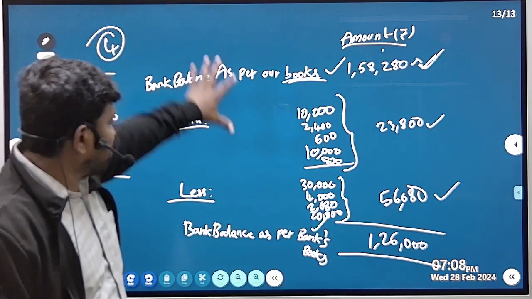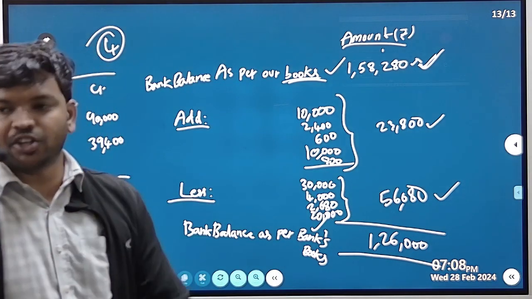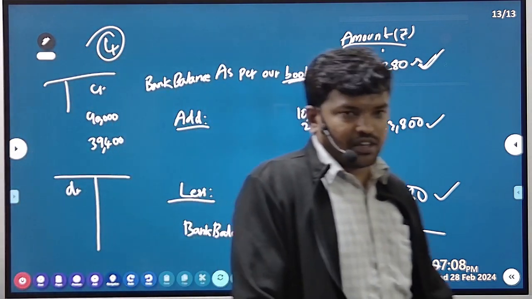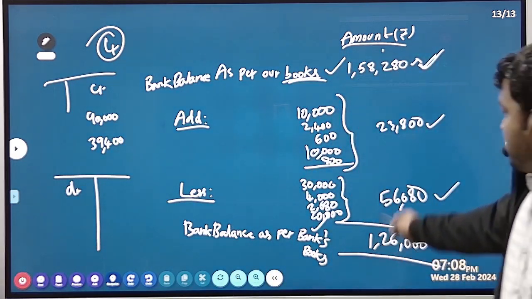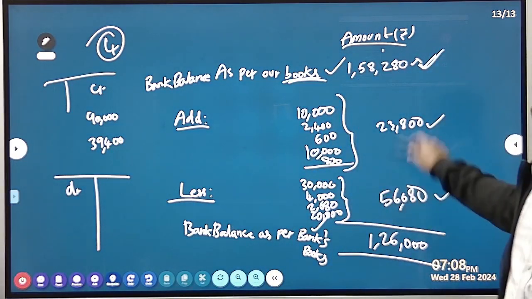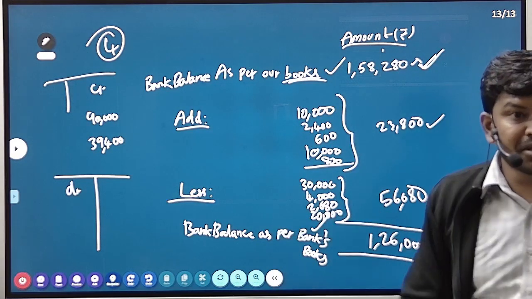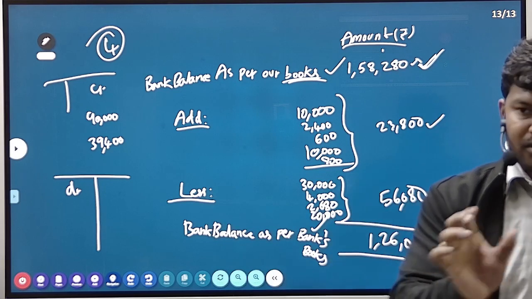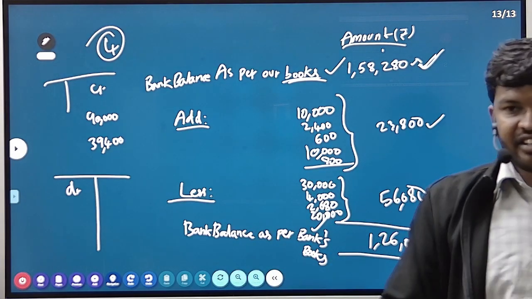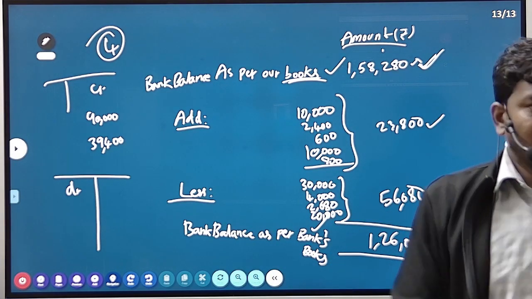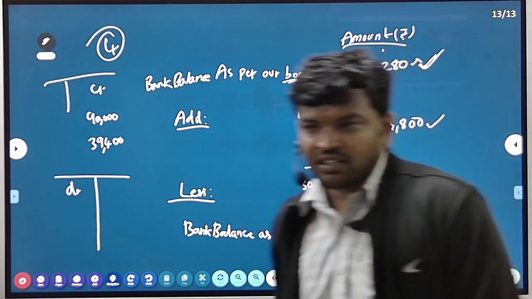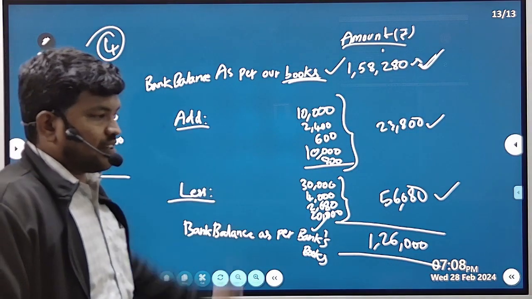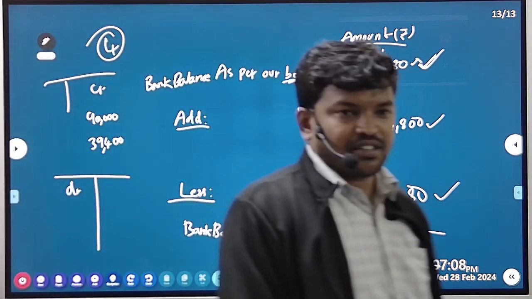As an accountant you have to prepare this BRS and give it to the auditor. Auditor will check this BRS. Suppose if there is any mismatch, he will write in the audit report, so and so amount is unreconciled, chances of fraud. Understood? So this is the whole idea behind preparing this BRS. Clear?